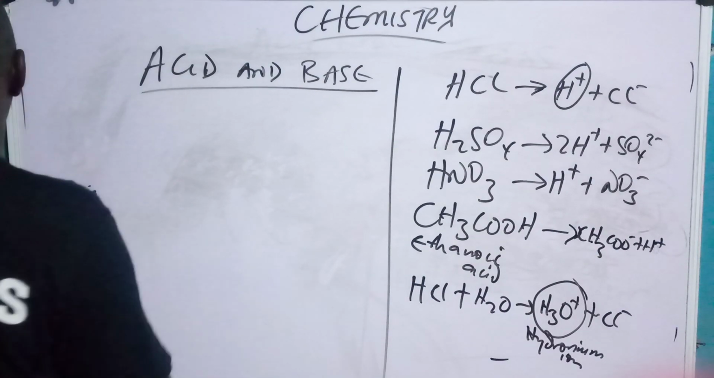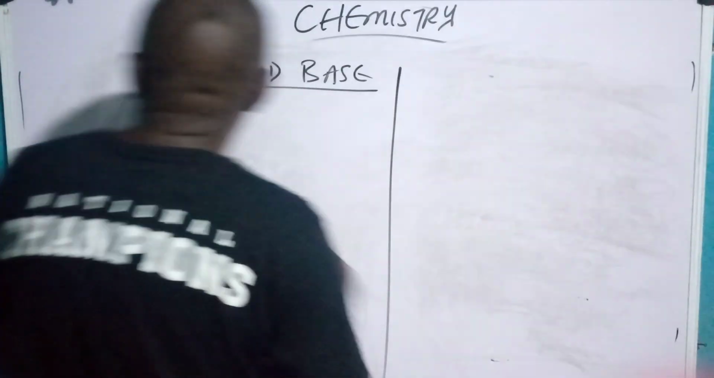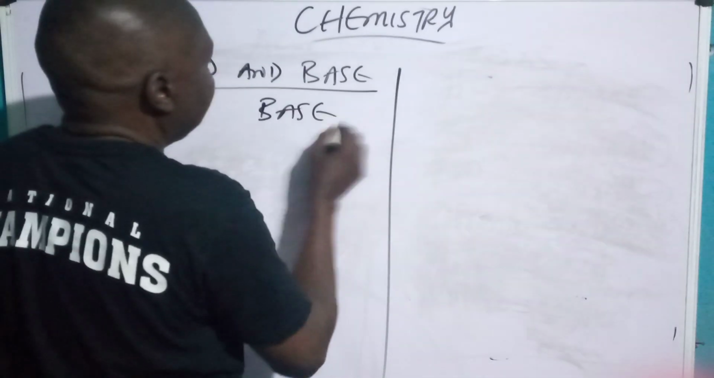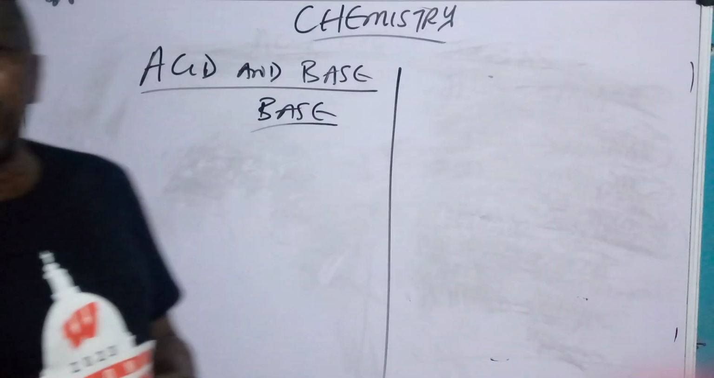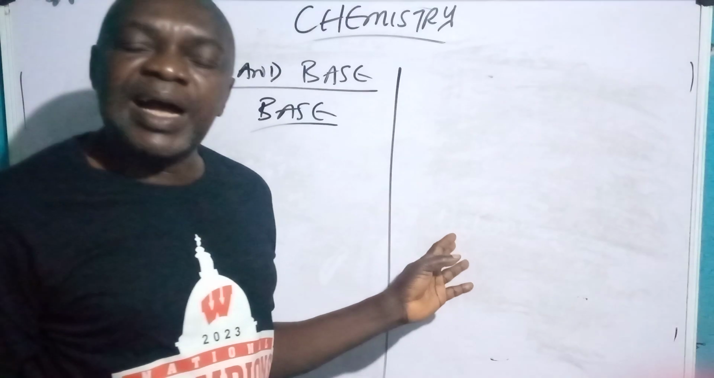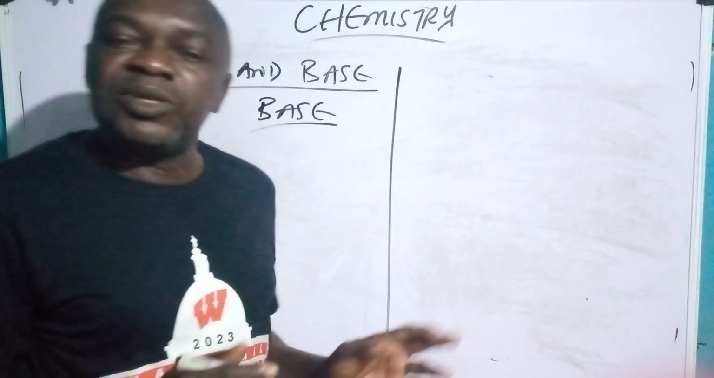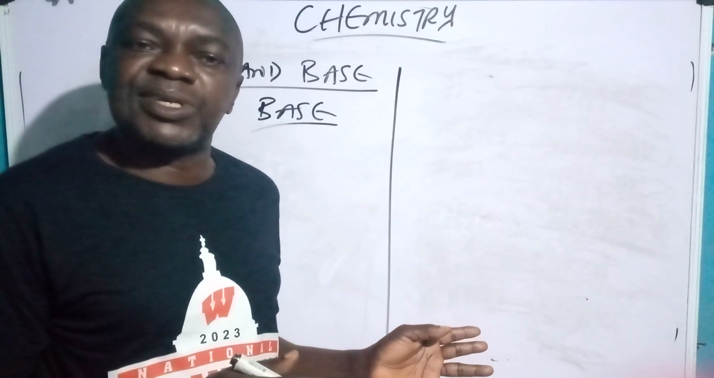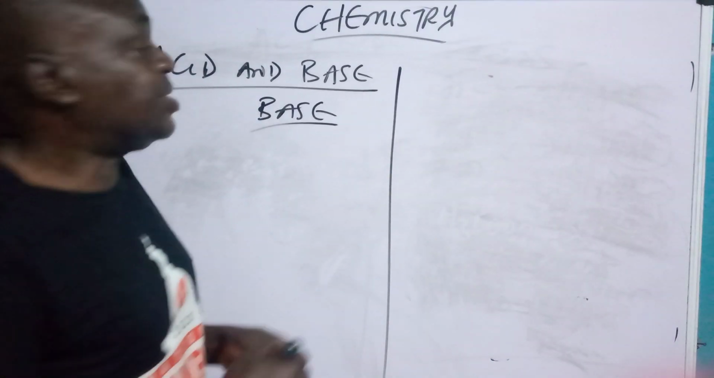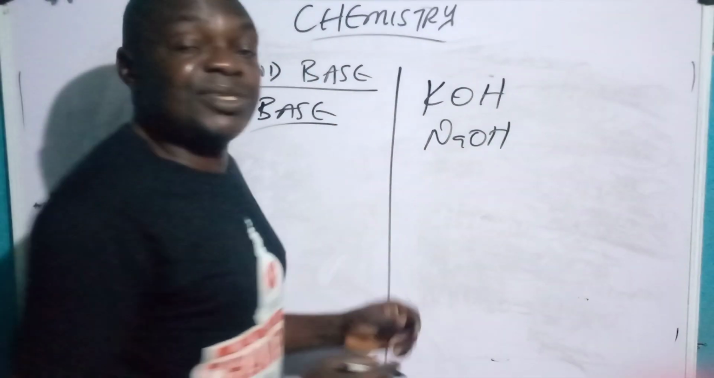Then we also have bases. A base is a substance which reacts with acid to produce salt and water only. That is the definition of a base. Bases have similar properties to acids from the other direction. Just like we said, some acids are corrosive to the skin, acids such as HCl, HNO3 in their concentrated form. The same thing with bases. Some bases such as KOH, NaOH in their concentrated form.